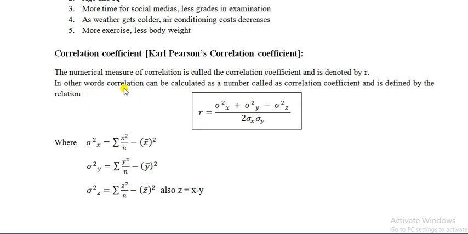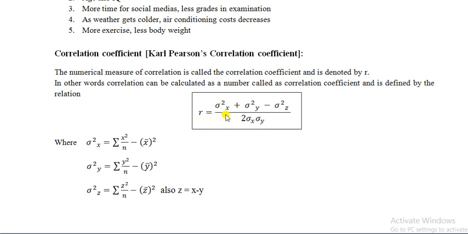In other words, correlation can be calculated as a number called correlation coefficient and is defined by the relation r equal to sigma square x plus sigma square y minus sigma square z, whole divided by 2 into sigma x sigma y. By using this formula, we will calculate the value of r, that is correlation, numerically.